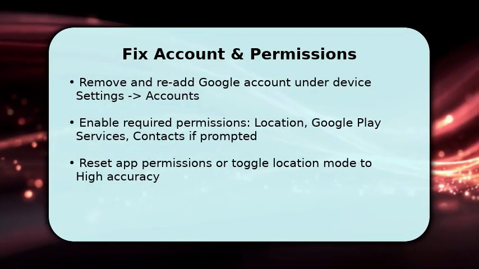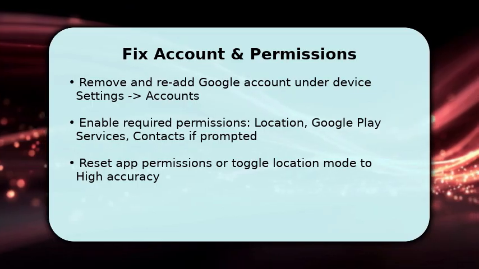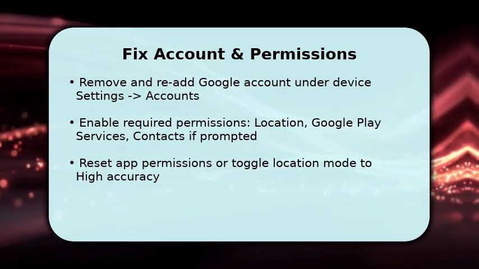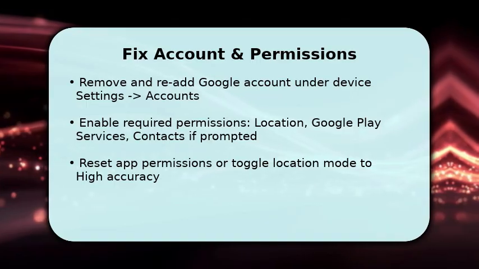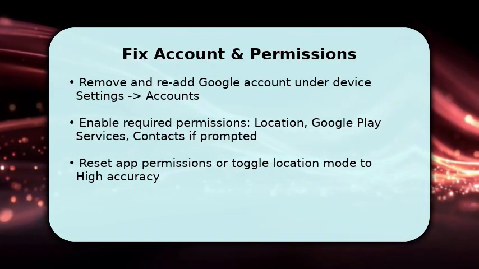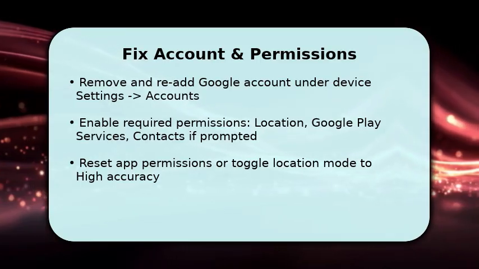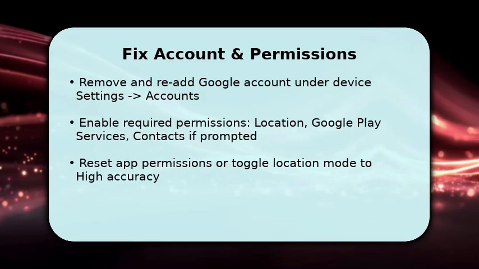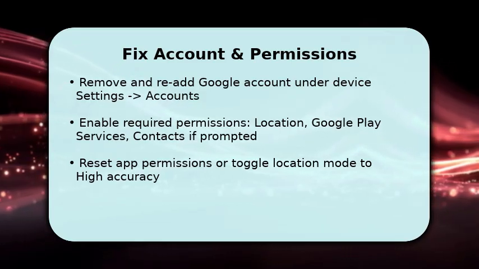Go to Settings and remove the Google account, then reboot the phone and add it back. This refreshes tokens. Next, open app permissions for Pokémon GO and Google Play services and enable location and storage. Make sure location mode is set to high accuracy so GPS binds correctly.